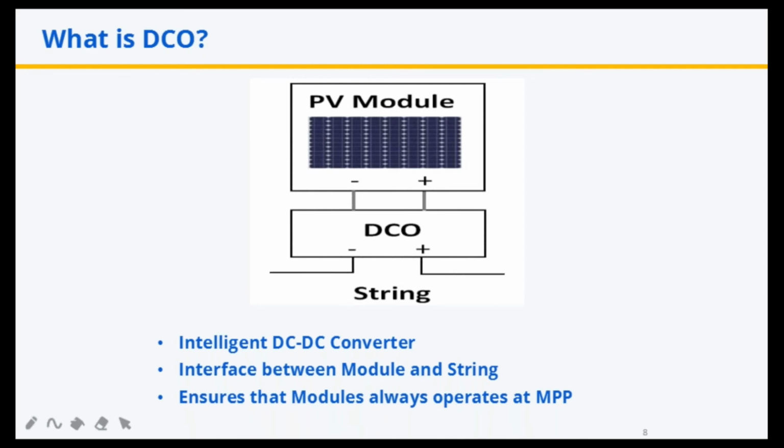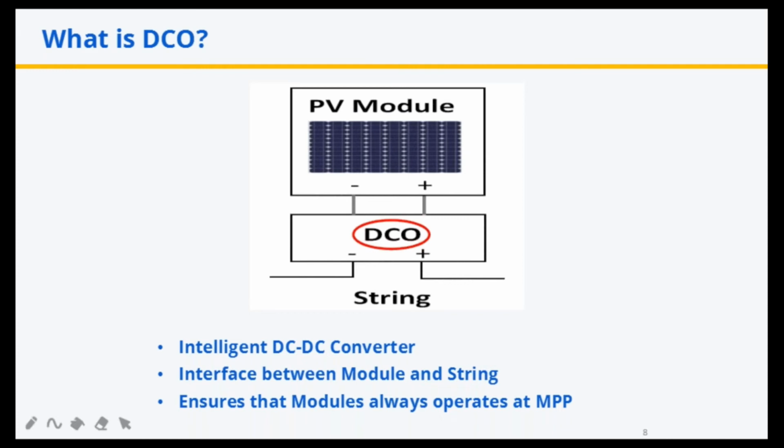Essentially, a DCO is a DC to DC converter. It takes input from a PV module, does the DC to DC conversion, and produces an output that is connected to the string. The DCO is like an interface between the module and the string. The main purpose of the DCO is to ensure that the module operates at the maximum power point all the time. Let us see how it does this.